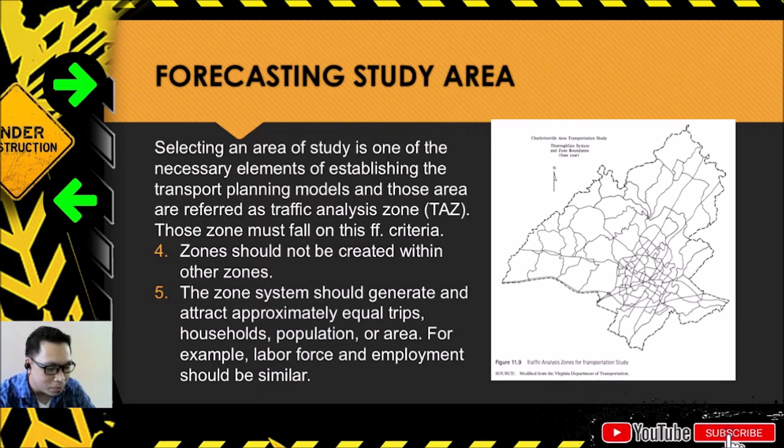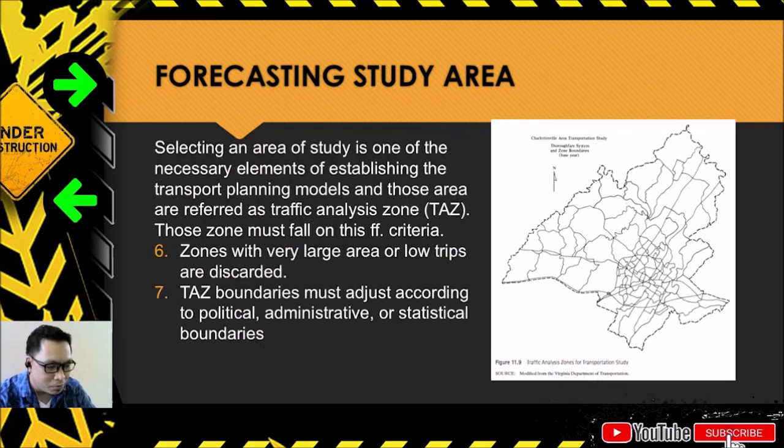For example, labor force and employment should be similar. So imo siyang i-balance nimo class, no, ang ilahang characteristics with regards to the trip inside the zone, no, different types of trips. Okay. Next is we have zones with very large area or low trips are discarded, no. So kung naa tay zone which sobra pud kayo dako kayo ang area considering only the population, so atuan na siyang i-discard, no. So dali nato na siya apilon.